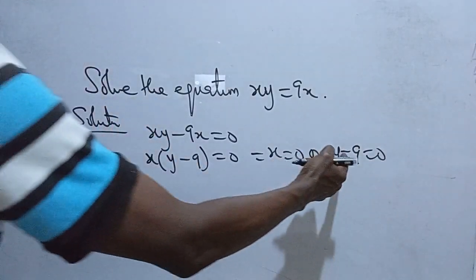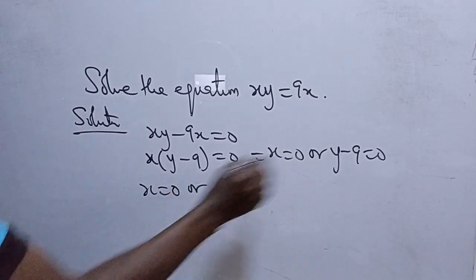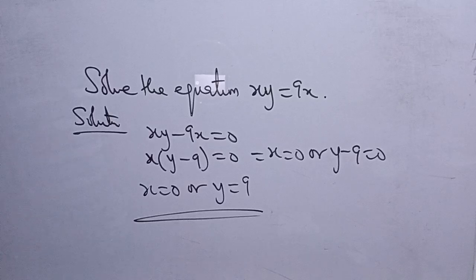Okay? And when you transfer 9 to the other side here, you have what? X equals 0 now, or y is equal to 9. So the correct answer here is x is equal to 0, y is equal to 9.